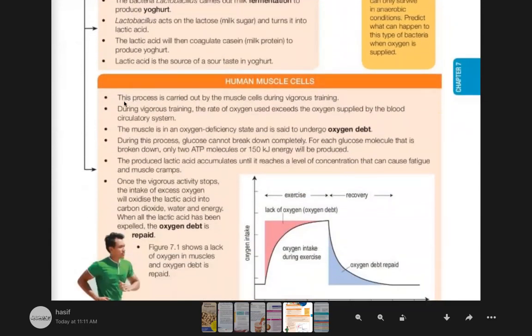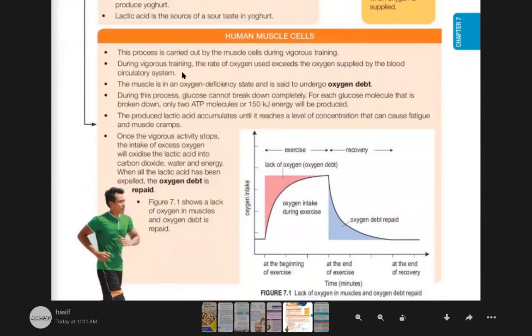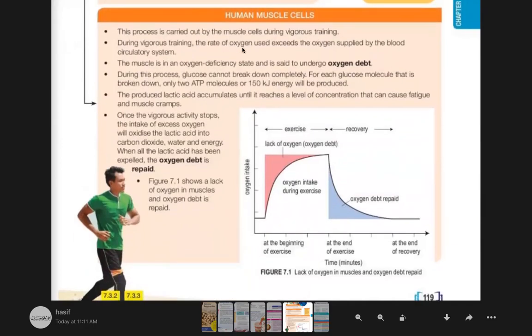Why? Okay, this process is carried out by the muscle cell during vigorous training. Vigorous training tu maksudnya contohnya when you are jogging, when you are jumping, and whatever lah. So during vigorous training, the rate of oxygen used exceed the oxygen supply by the blood circulatory system. So the muscle is in the oxygen deficiency state and set to undergo oxygen debt.